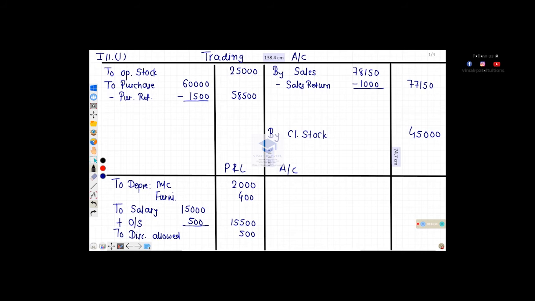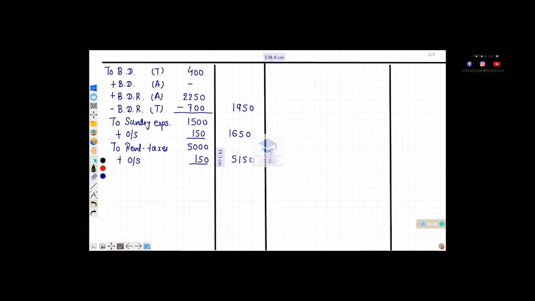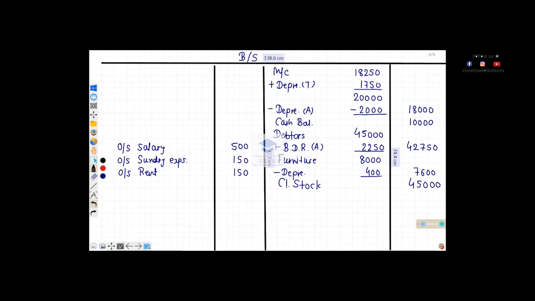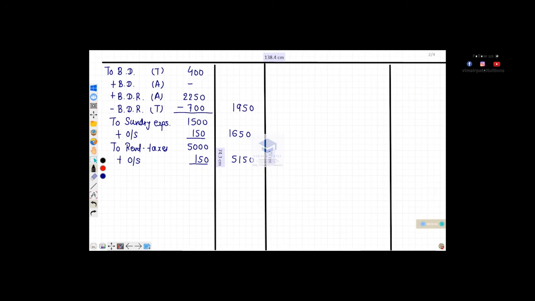Then machinery, bad debts, debtors, furniture, sundry expenses you have done. Leasehold building for 4 years, asset side. The amount is 7,000, and for 4 years, so you have to write off 1/4 of the amount. It is 1,750. This is just like depreciation. The second effect will be on the debit side of P&L: to leasehold building written off.